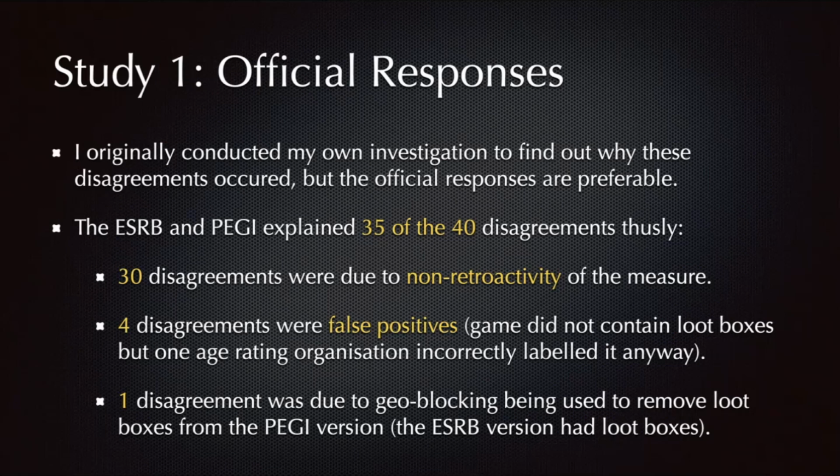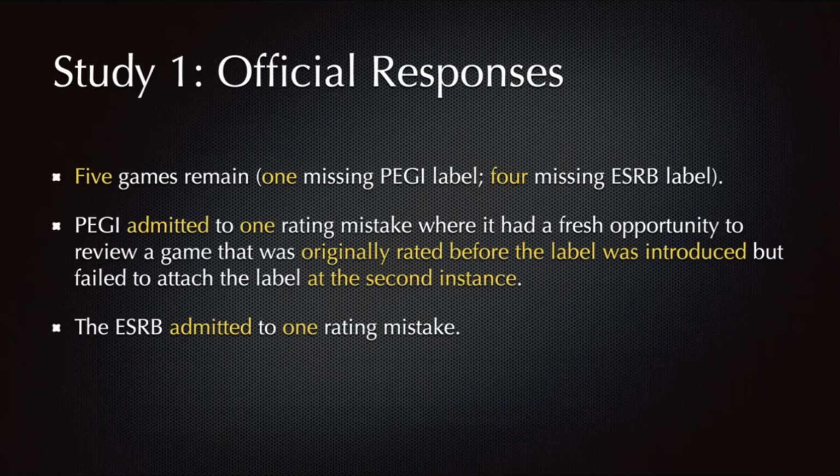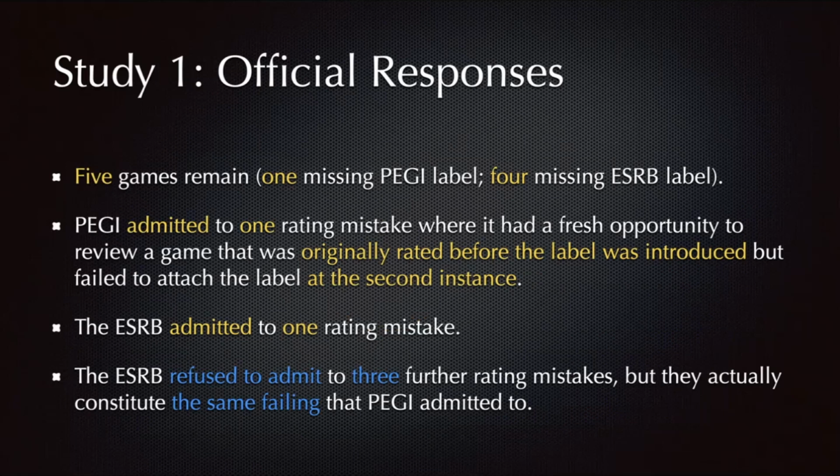Out of those 35 disagreements, there were also 4 false positives. These were games that did not in fact contain loot boxes, but because the company likely made a very cautious disclosure to the age rating organizations, it showed up as containing loot boxes on one of those platforms. And finally, there was one disagreement where the European PEGI version of the game actually used geo-blocking to prevent loot boxes from being purchased. Now, these 35 cases are not particularly interesting. I think the ESRB should retroactively apply the measure because consumers do expect to see accurate information in all instances. However, 5 games remained, and one of them was missing a label from PEGI, and 4 of them were missing a label from the ESRB.